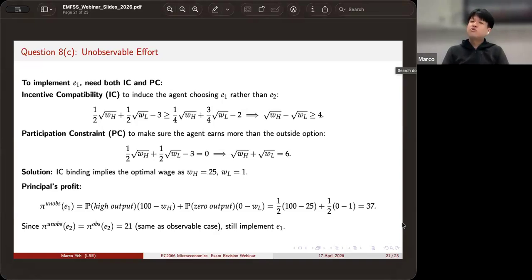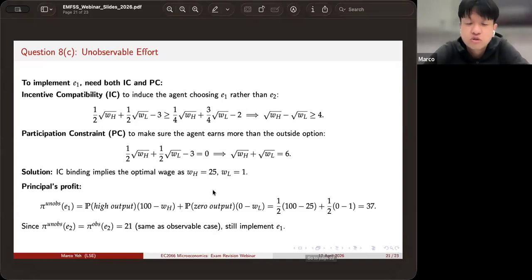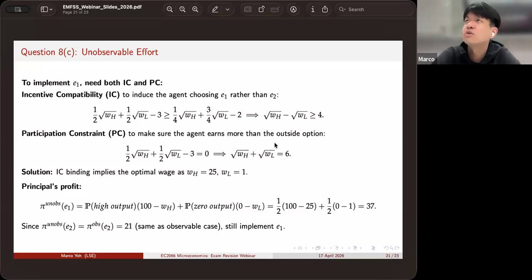You can try just to remove the square root, and you will get something different. But still, my conjecture is that the wage gap won't be that big because you don't need to compensate for the risk aversion anymore. But still, you need to incentivize the agent to put in effort. So there should be a wage gap between WH and WL.